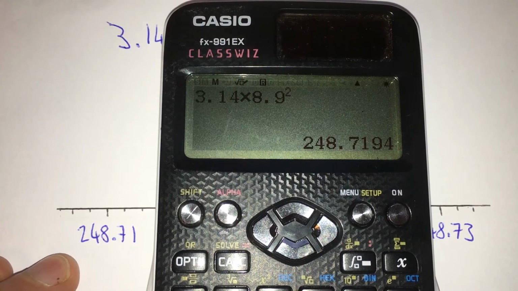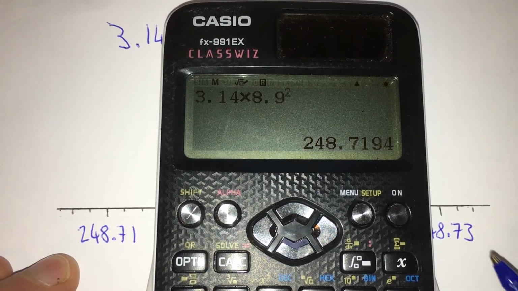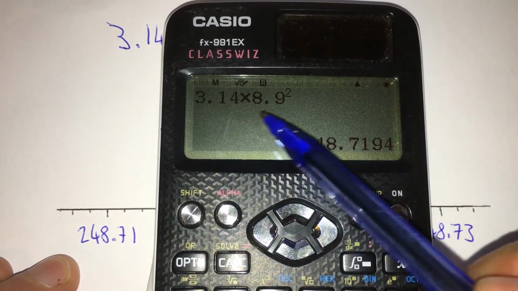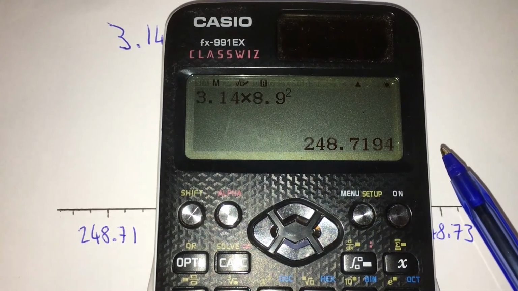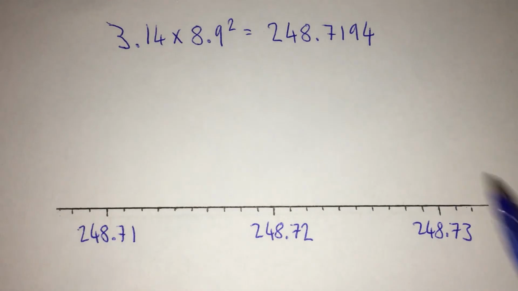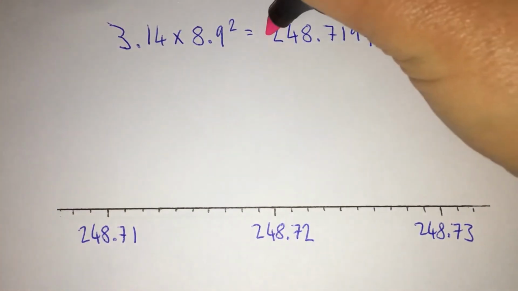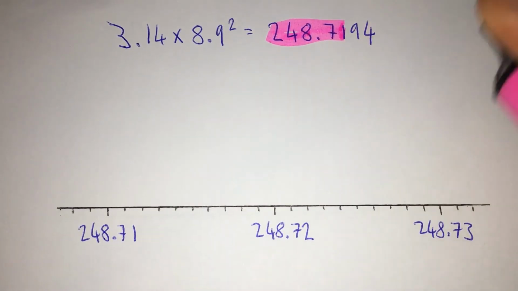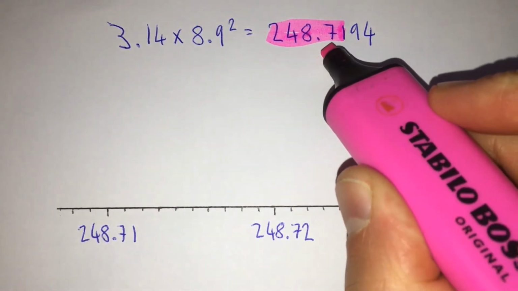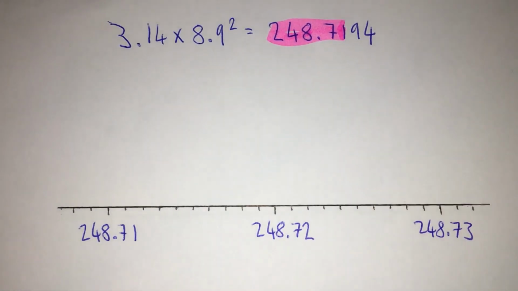This time we're going to round our answer to 2 decimal places. And the exact answer to this calculation is 248.7194. We're going to grab our highlighter pen and, starting on the left, highlight the whole number until we get to the second decimal place, which in this case the first one is 7 and the second one is a 1.